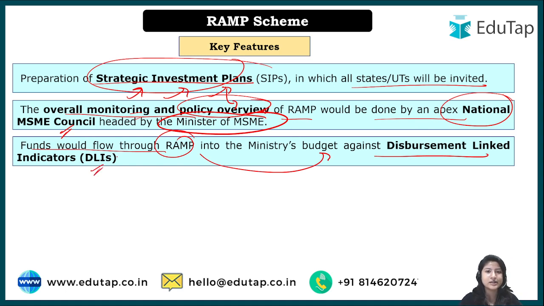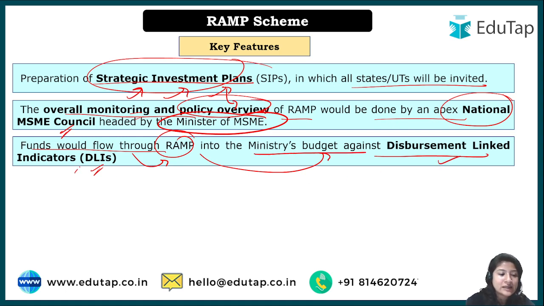Next is the funds flow through RAMP into the ministry budget against disbursement linked indicators. So what does it mean? So we know that we will take funds from the World Bank also as loan, right? So the funds that will come through RAMP, through this scheme, will flow into the ministry budget, okay, against disbursement linked indicators.